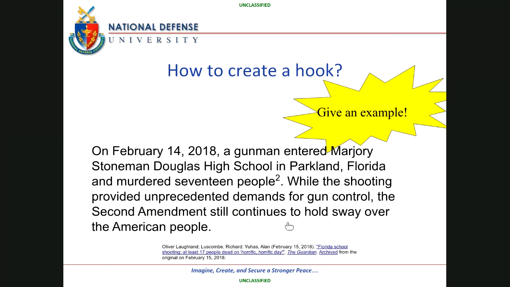Always get the long ones. On February 14, 2018, a gunman entered Marjorie Stoneman Douglas High School in Parkland, Florida, and murdered 17 people. While the shooting provided unprecedented demands for gun control, the Second Amendment still continues to hold sway over the American people.